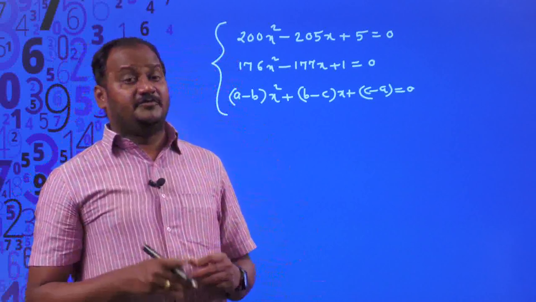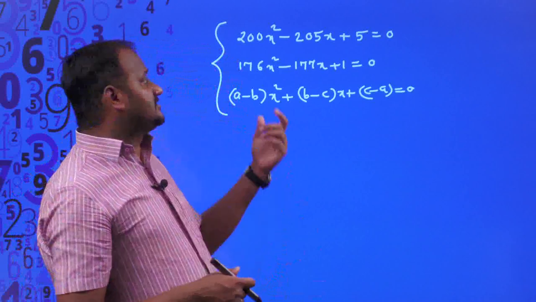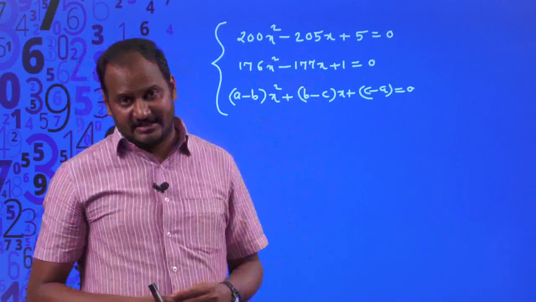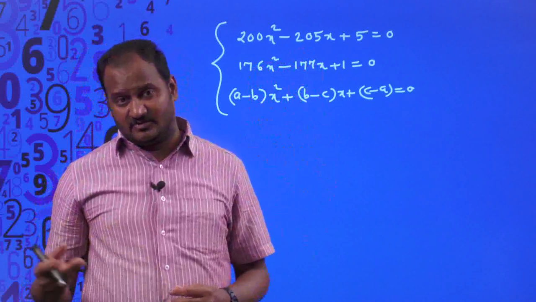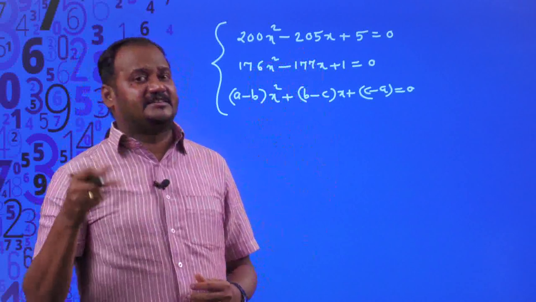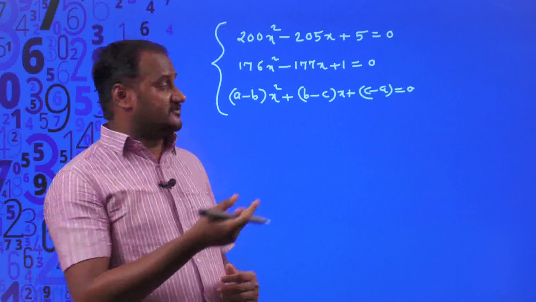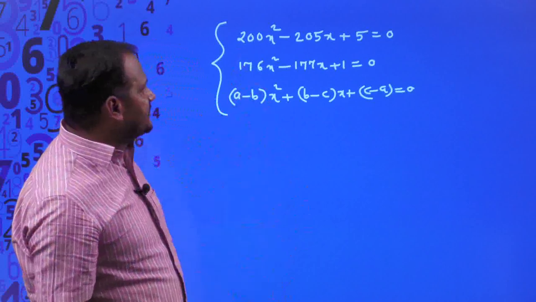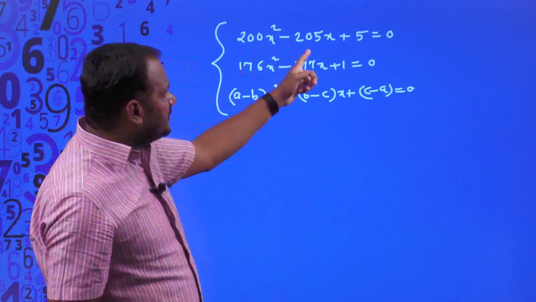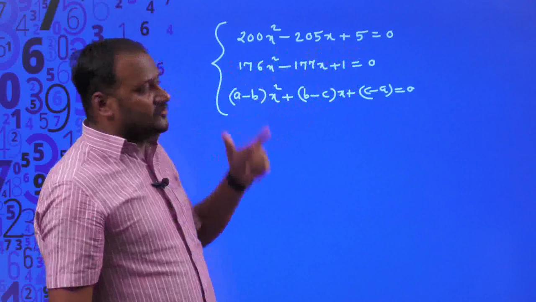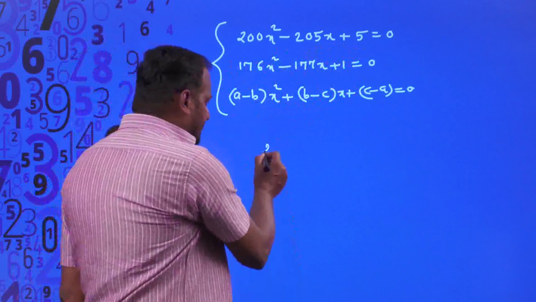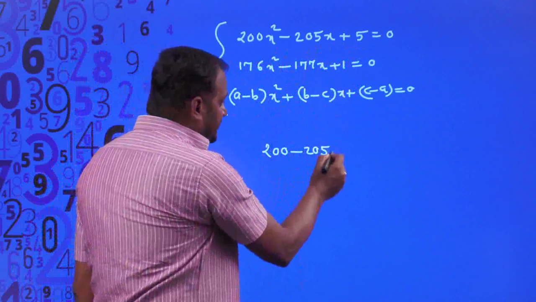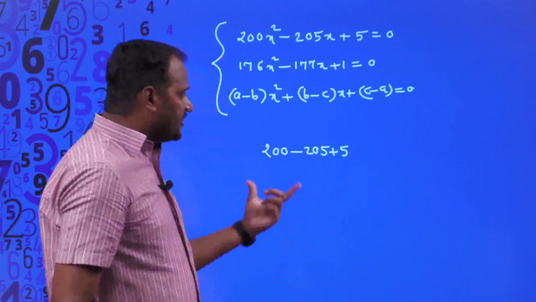So, these are three different quadratic equations, but there is a similarity between all of them. Moreover, if you are asked to figure out the roots of these kinds of quadratic equations with huge coefficients, it is not that easy by the splitting middle term method or by using the quadratic formula. Then definitely there is a strategy that works to figure out the roots. You will have to identify the strategy. In the first quadratic equation, the coefficients are 200, negative 205 and 5. When you add all of them, how much do you get?